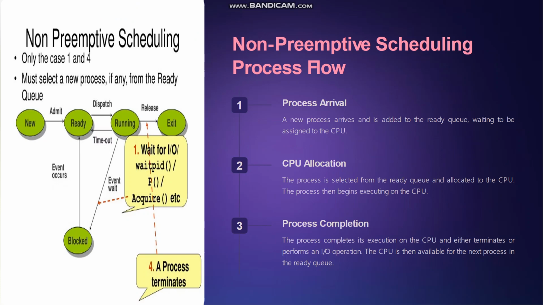Non-preemptive scheduling process flow. Process arrival. A new process arrives and is added to the ready queue, waiting to be assigned to the CPU. CPU allocation. The process is selected from the ready queue and allocated to the CPU. The process then begins executing on the CPU. Process completion. The process completes its execution on the CPU and either terminates or performs an I/O operation. The CPU is then available for the next process in the ready queue.